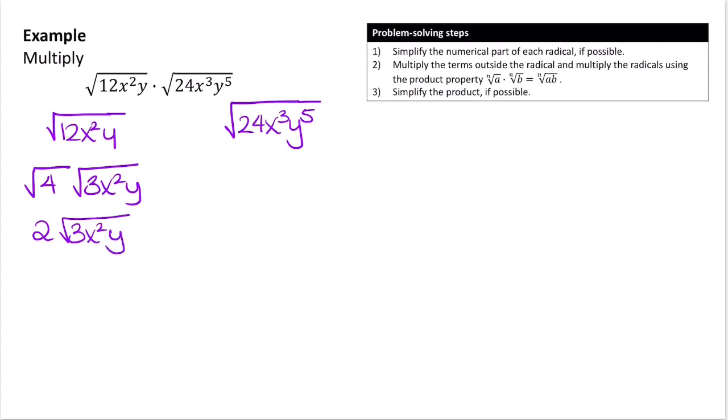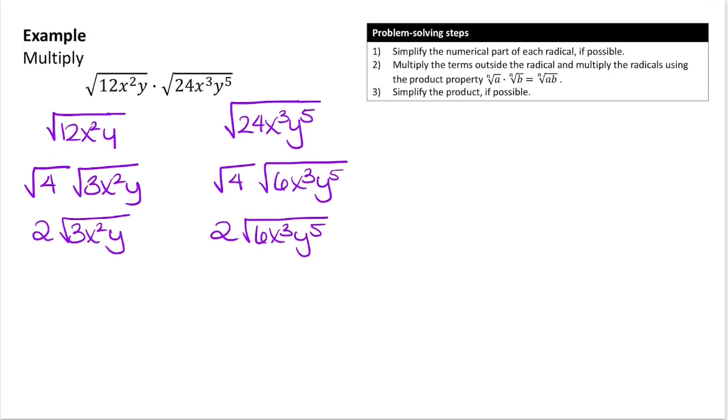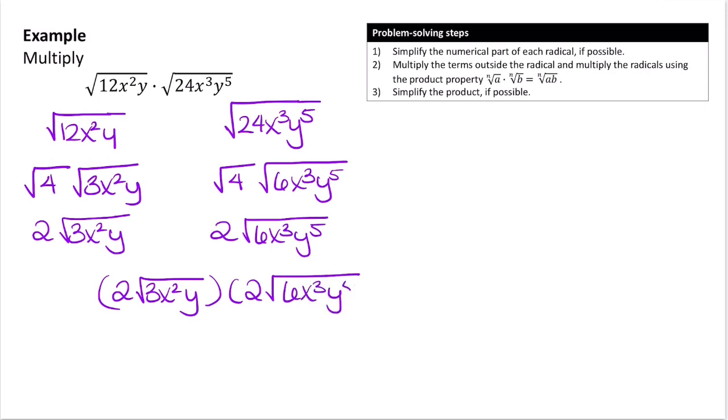Now let's go to the second radical. Well, let's look at 24, and let's figure out what the biggest perfect square that divides 24 is. Once again, it's going to be 4, so I have the square root of 4 times the square root of 6x cubed y to the fifth. The square root of 4 is 2, and then I have the square root of 6x cubed y to the fifth. So now let's multiply these two radicals together. So I have 2 times the square root of 3x squared y times 2 times the square root of 6x cubed y to the fifth.